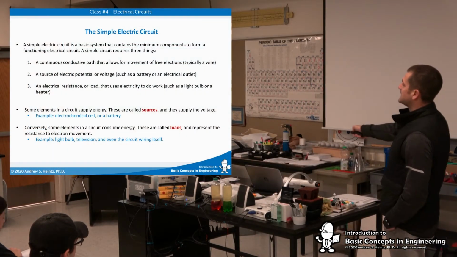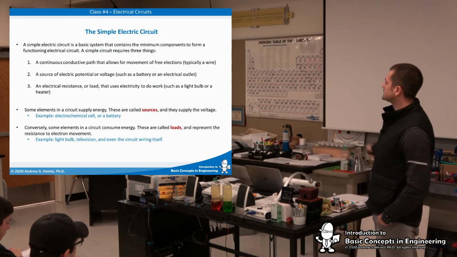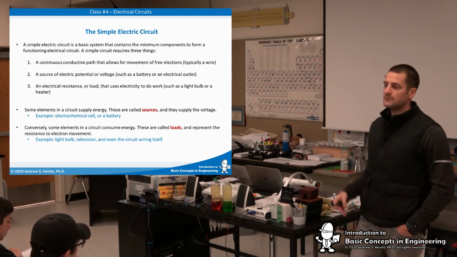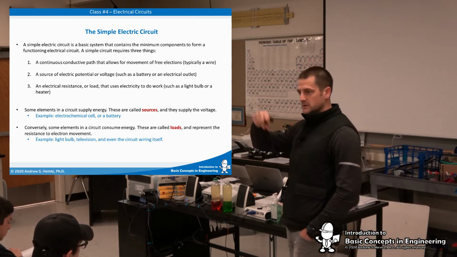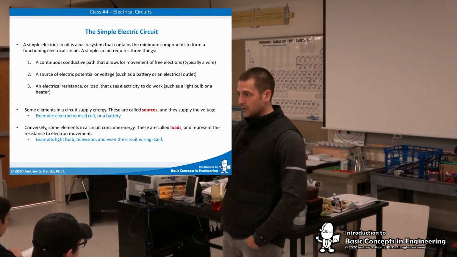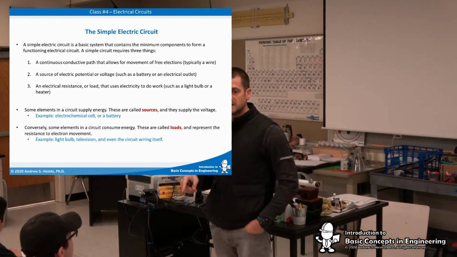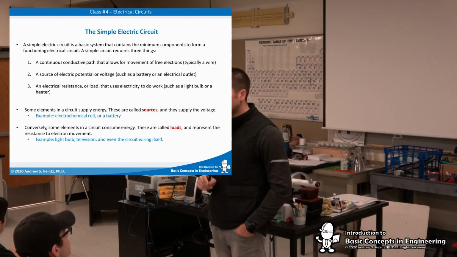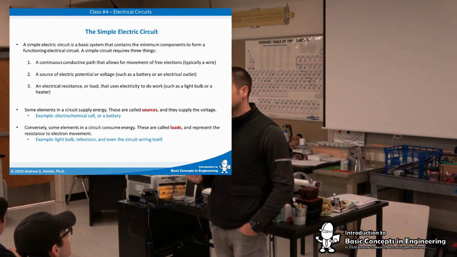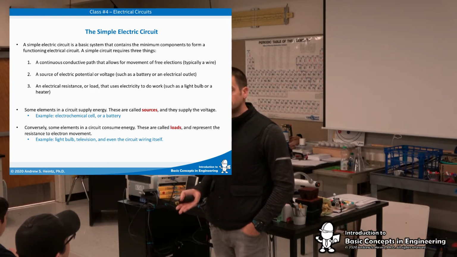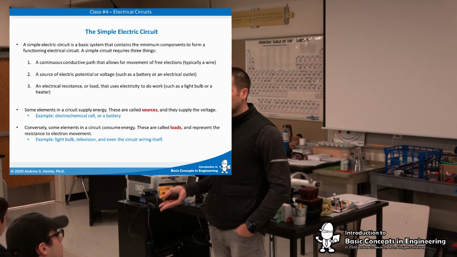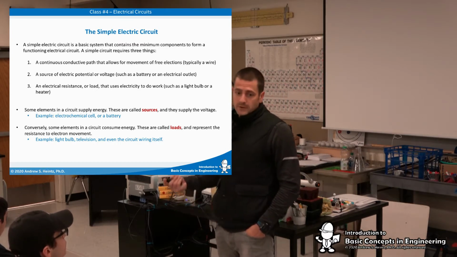So that's what we need, is we need a continuous conductive path that allows for movement of free electrons, right? And the reason it has to be connected from source to drain, all the way around the battery, is because what happens if I push on you and you have nowhere to go? It's just going to clog up and it's not going to go anywhere, which means we have no flow, right? In has to equal out, otherwise the world stops working, right?